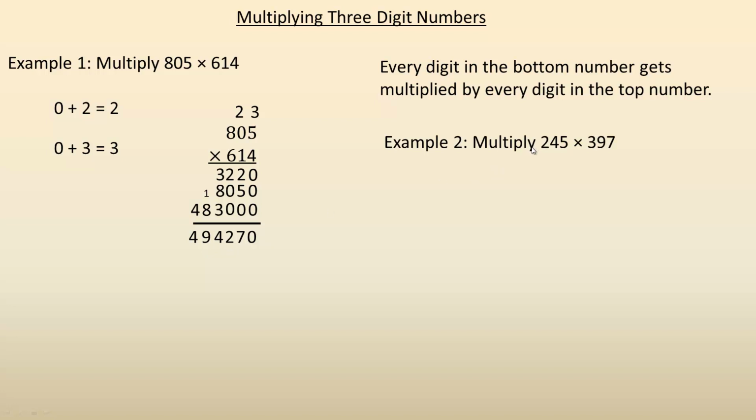One more example, we're going to multiply 245 by 397. So we'll write out the multiplication.